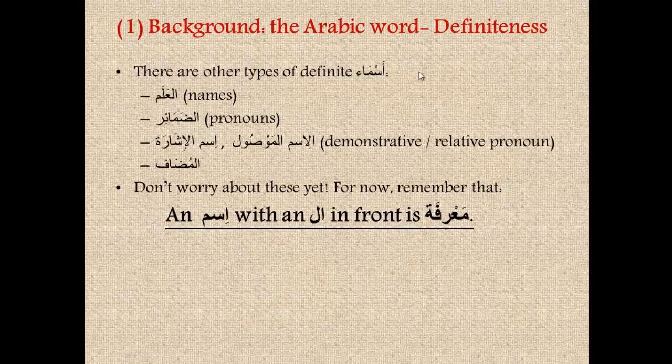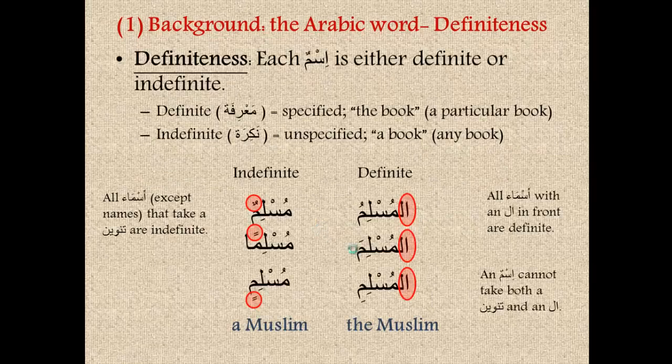Now, there are other categories of asma that are considered definite or ma'rifa. These include alam, which are proper names, al-dhamair, which are pronouns, ism al-ishara wal-ism al-mawsool, the demonstrative and the relative pronoun, and the mudaf, which I'm not too sure how to translate. Anyway, don't worry about these for now, okay? We are going to talk about each of these in more detail later on. For now, just remember that an ism with an alif lam in front is ma'rifa.